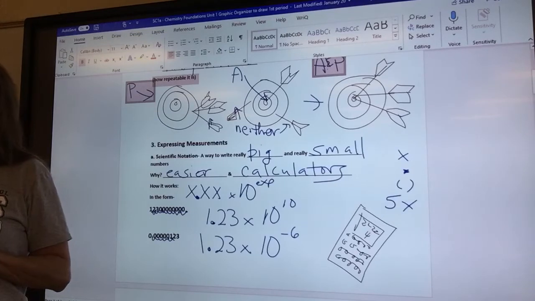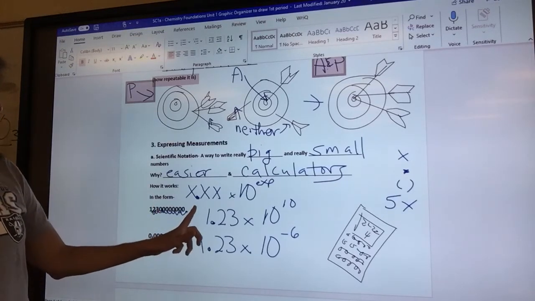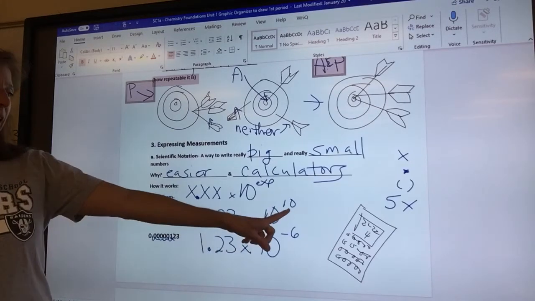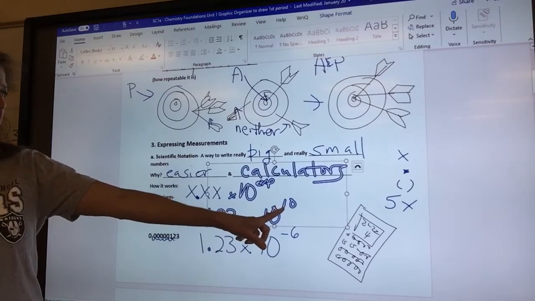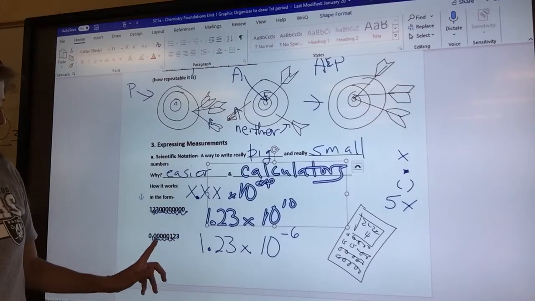Does that make sense how it's 10 jumps? Everybody good there? So this number is 1.23 times 10 to the number of jumps, and it's 10. 10 jumps. Do you understand that? Okay. Now, let's do this one.